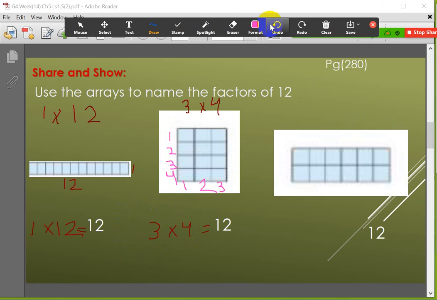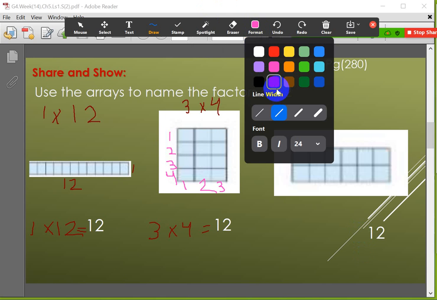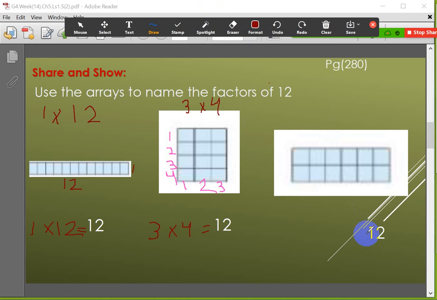Now, other numbers, if I multiply them by each other, the answer will be 12. You told me that you have 6 multiplied by 2. Very good, girls. 6 multiplied by 2. Also, if I want to describe it on the model, how many columns do I have here? Let's count. 1, 2, 3, 4, 5, and 6. I have 6 columns.